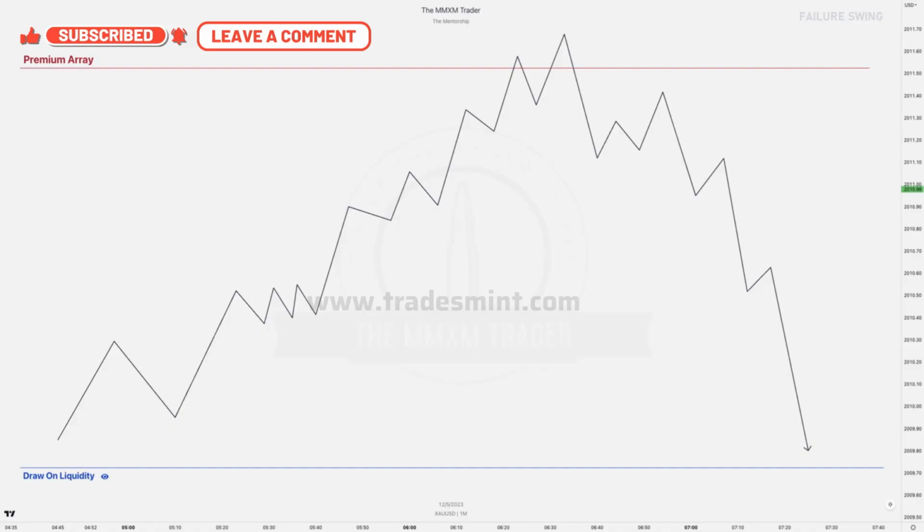So over here we got the inverse, right? This is a market maker sell model. So we've got our premium array up here and our draw on liquidity again down here. Now, what do we want to focus on, right? We want to focus on that low resistance liquidity. And where is that forming?